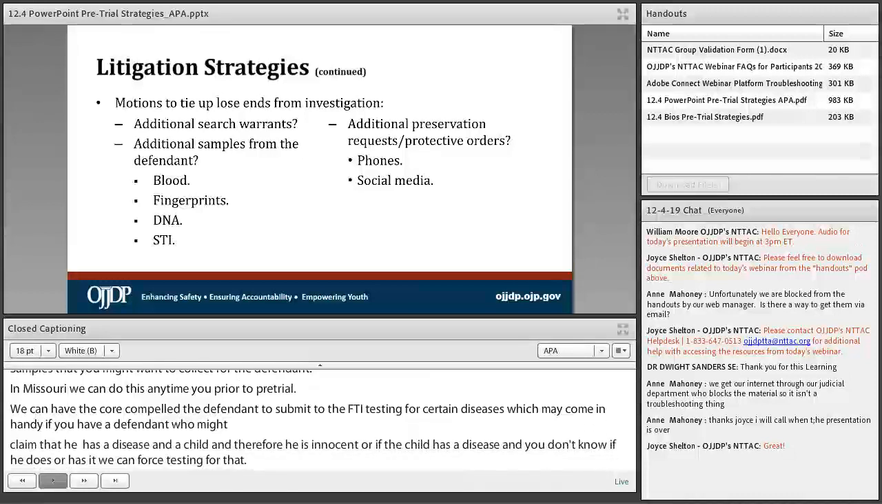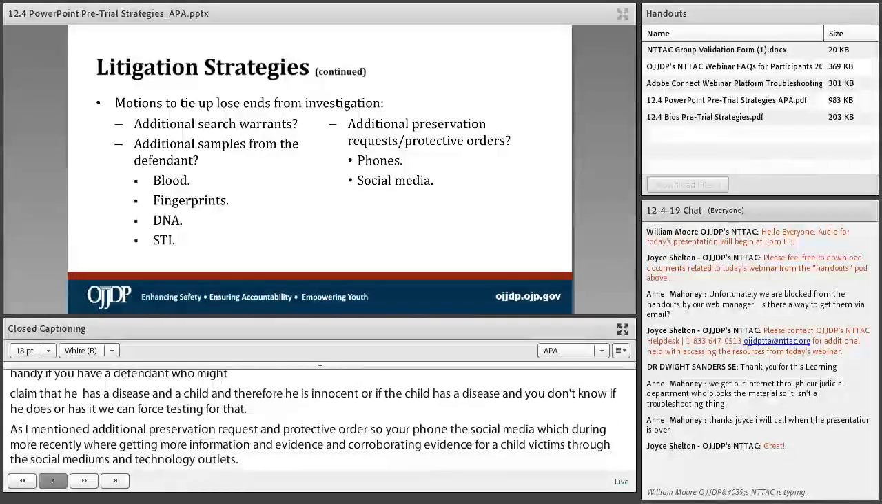More recently, we're getting a lot more information and evidence, and especially corroborating evidence for our child victims through some of these social media and technology outlets. So this means taking a detailed look at the totality of your case early on and not waiting until the very end when you're a month away from trial and scrambling.